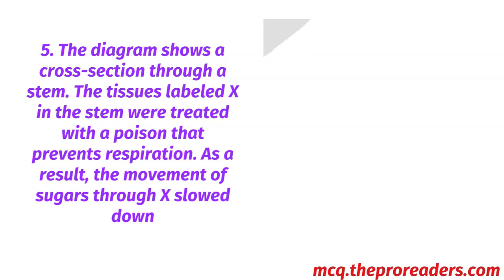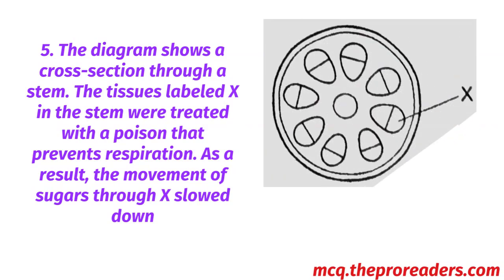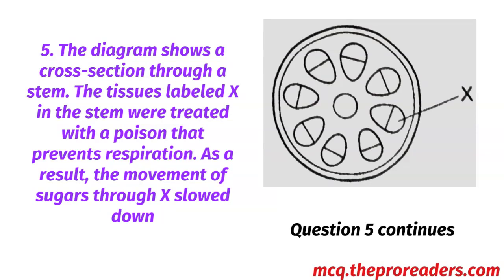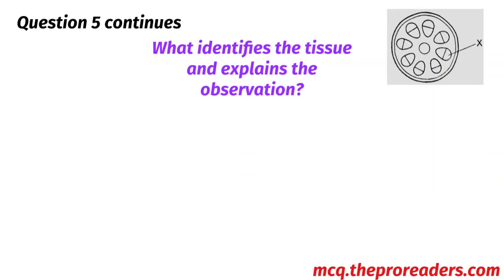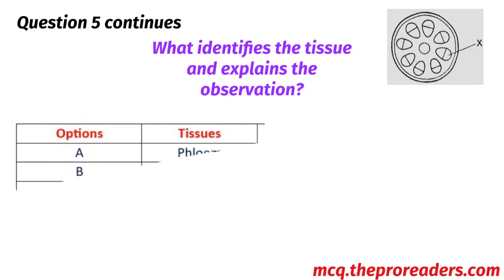The diagram shows a cross section through a stem. The tissues labeled X in the stem were treated with a poison that prevents respiration. As a result, the movement of sugar through X slowed down. Question 5 continues. What identifies the tissue and explains the observation?